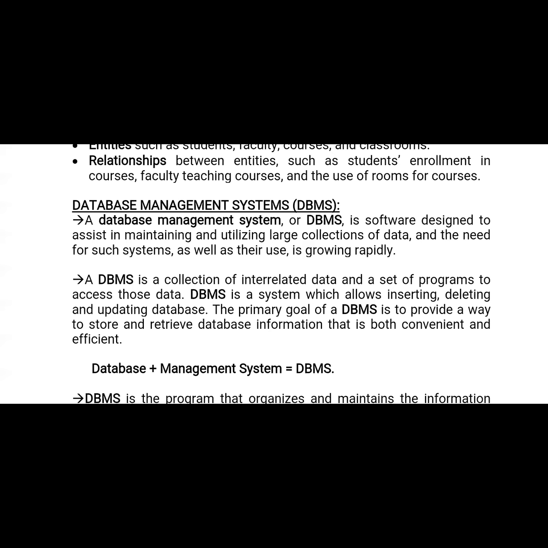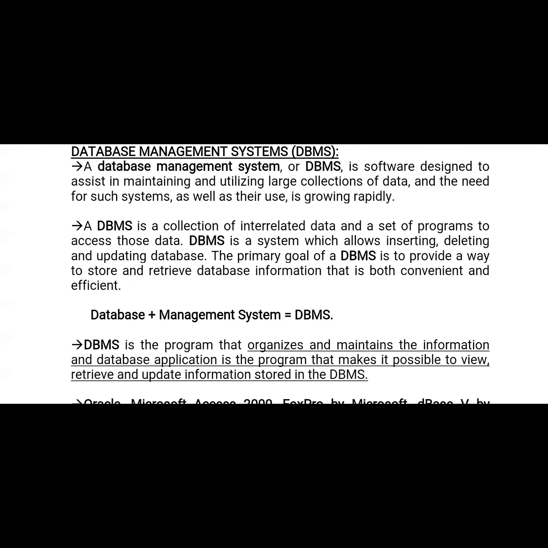So that is the main advantage of a database management system. Another thing is that a DBMS allows inserting and deleting data in the database. The primary goal of a DBMS is to provide a way to store and retrieve database information that is convenient and efficient. Okay, I hope my voice is audible to everyone.